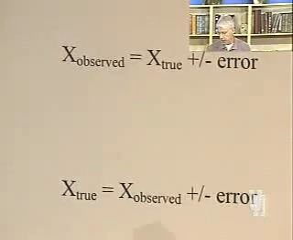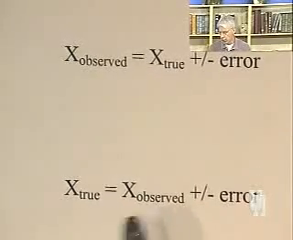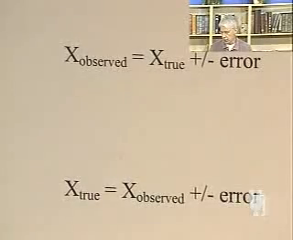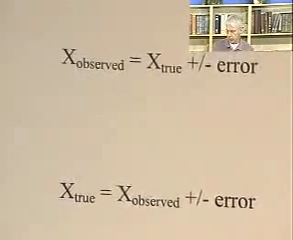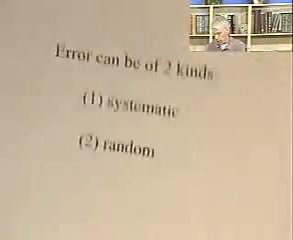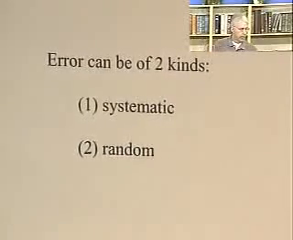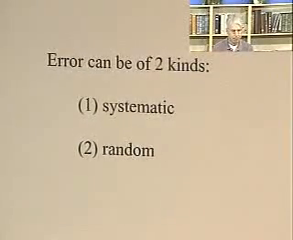So we can distinguish, first of all, between true scores and observed scores, and second, observe that true scores equal observed scores combined with some amount of error. Now, error can be of two kinds. Error can be systematic, and error can be random. Let me talk about systematic error first of all.